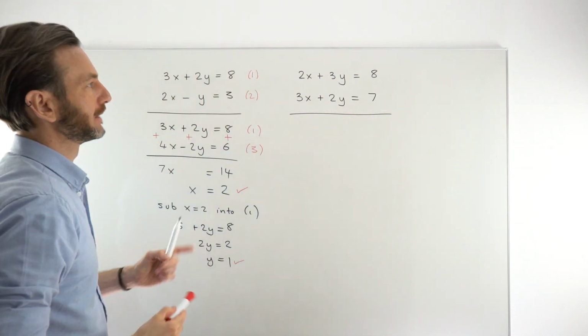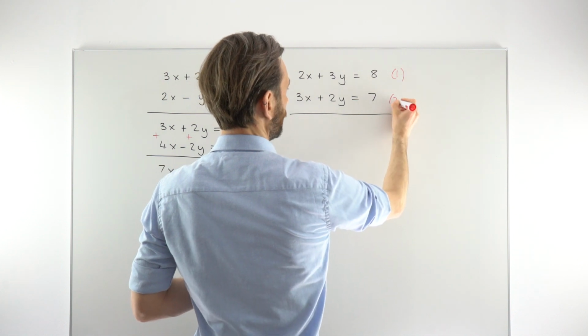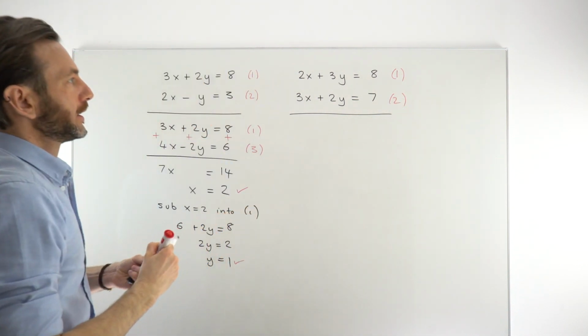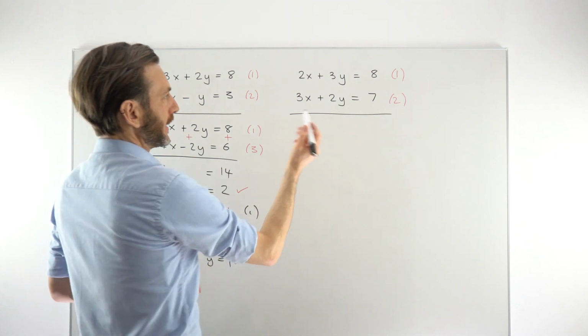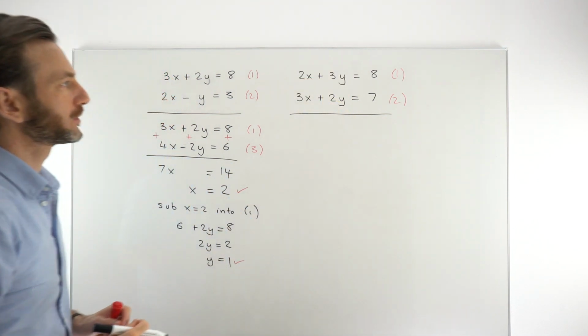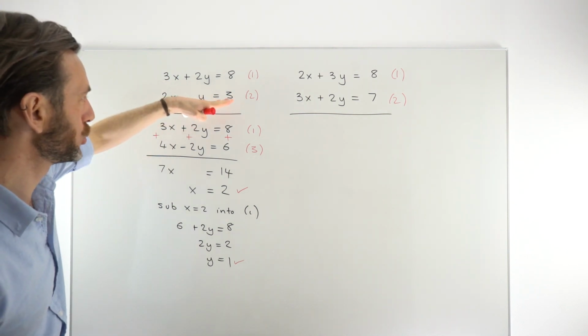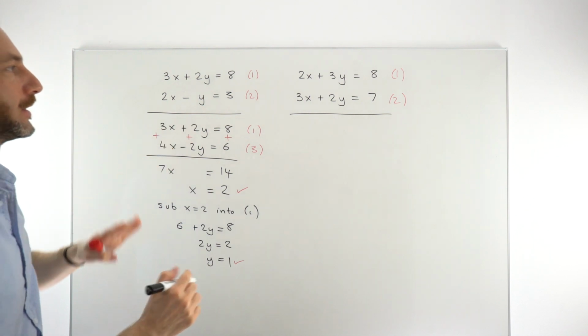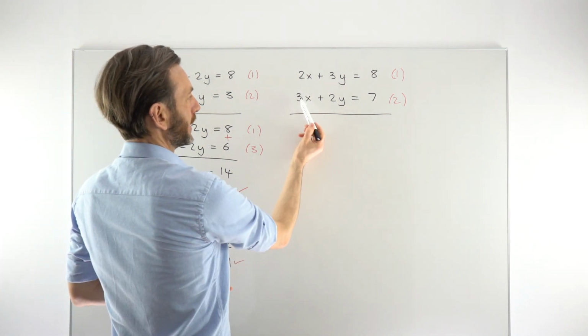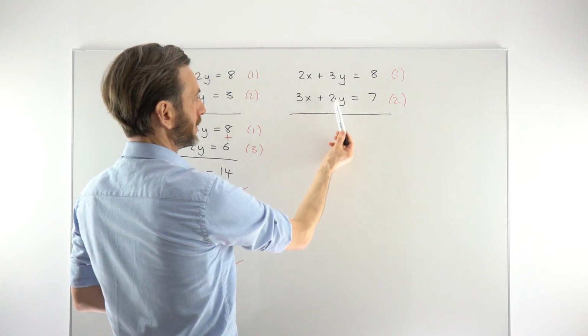So again, we'll start by labeling these equation 1 and equation 2. Scanning across this time, nothing's matched up. So we've got a 2 and a 3 and a 3 and a 2. And also it's more difficult because in the last case we could just multiply this guy by 2 and get these to match up. There's nothing you can multiply a 2 by to make a 3. Well, no whole number anyway. There's nothing you can multiply a 3 by to make a 2.